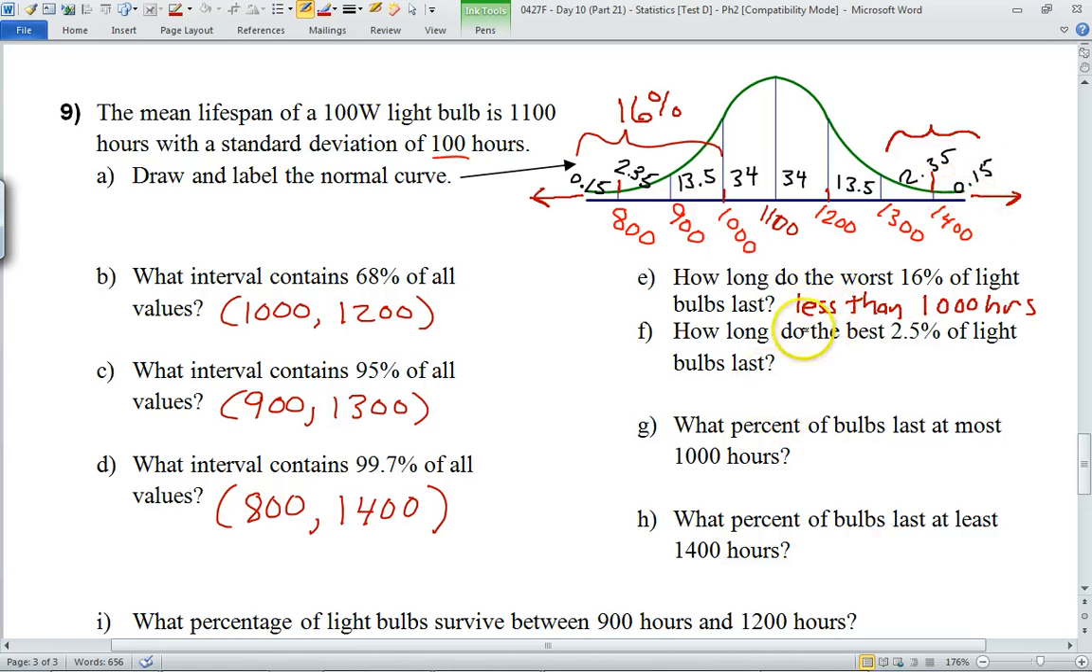So instead, you have to say longer than or more than 1,300 hours. Longer than 1,300, because that's where this 2.5% begins, right there.